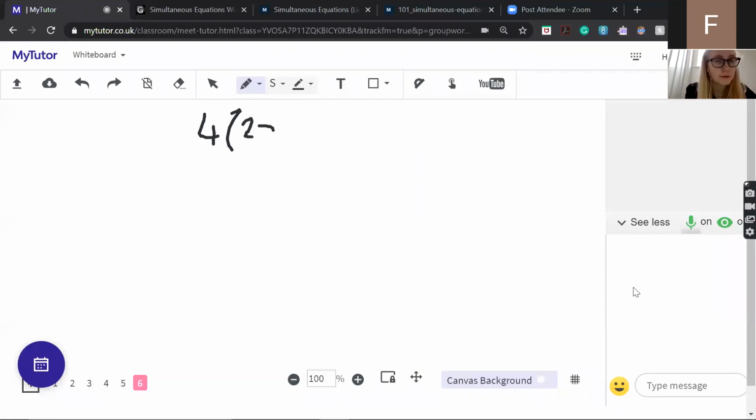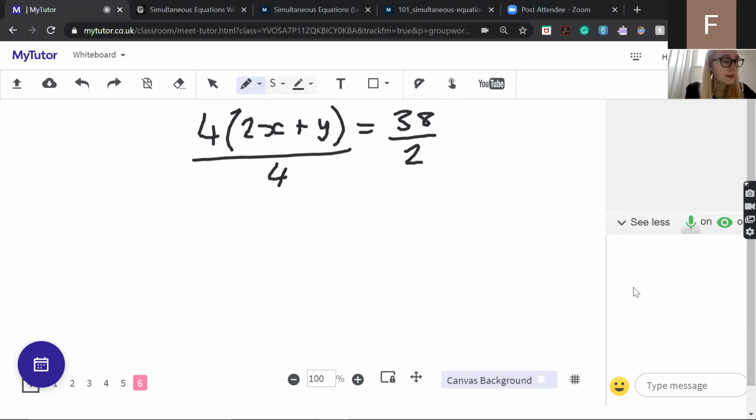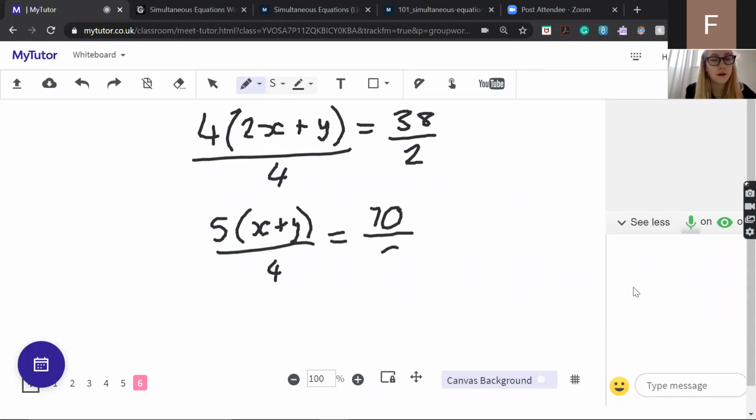4 lots of 2x plus y, over 4, equals 38 over 2. And 5 lots of x plus y, over 4, equals 70 over 3. So I'm going to simplify both of these equations down before I try to do anything regarding simultaneous equations. I'm going to take them one at a time and simplify them as much as I can to try to eradicate the fractions, basically.